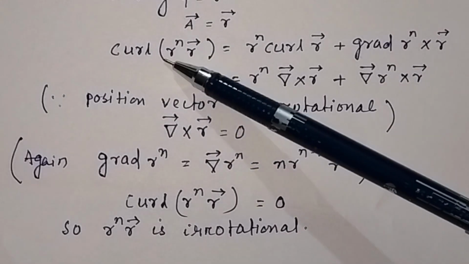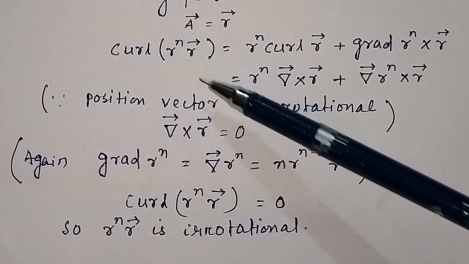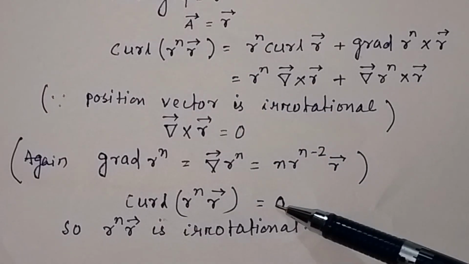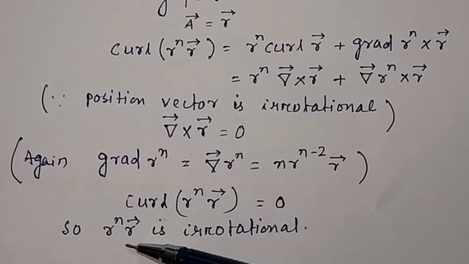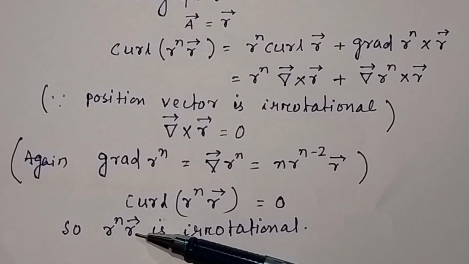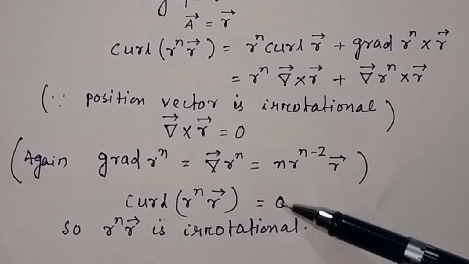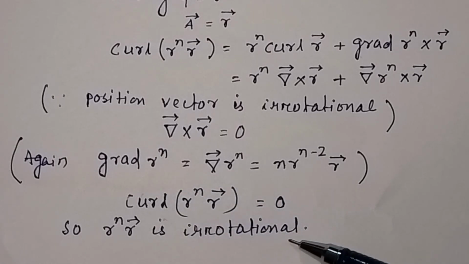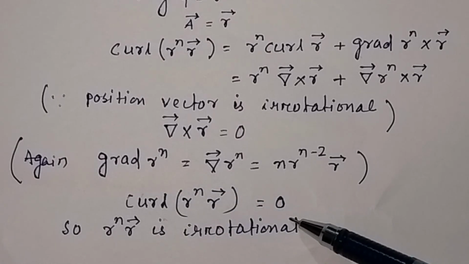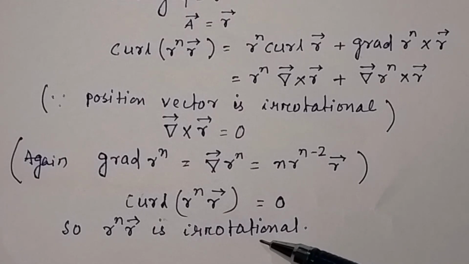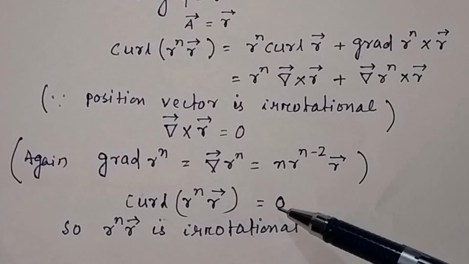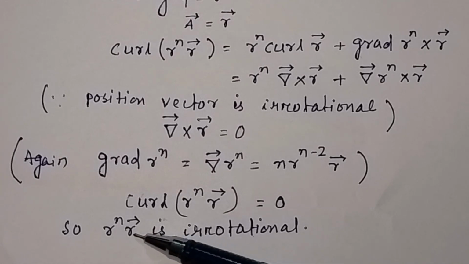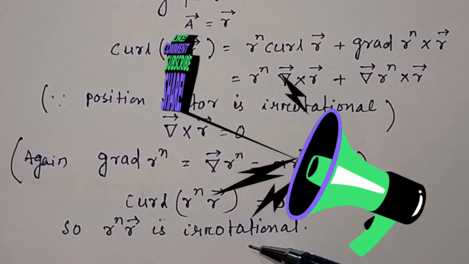So curl of r to the power n into r vector will be equal to 0, or curl r to the power n r vector is equal to 0. So r to the power n into r vector is irrotational. If the curl of a vector is equal to 0, it is irrotational. If it is not equal to 0, then it is rotational. If the curl of the vector is equal to 0, then it is irrotational. So r to the power n r vector is irrotational.